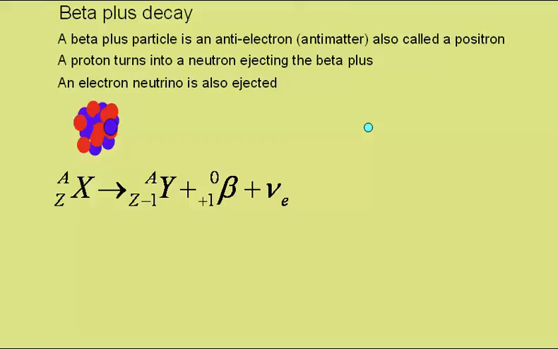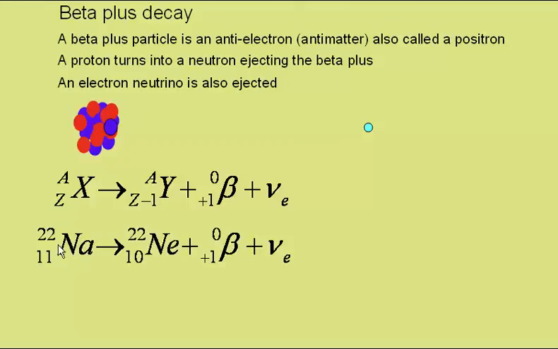Looking at the specific case of sodium 22, which has 11 protons. As one of the protons has become a neutron, this reduces to 10 in the daughter, which is now neon. The nucleon number remains the same. This is the beta plus particle and the electron neutrino. You notice that 11 is equal to 10 plus 1, 22 is equal to 22 plus 0.